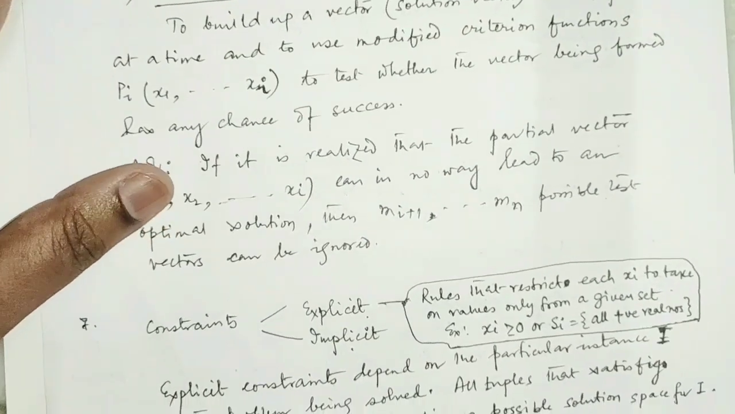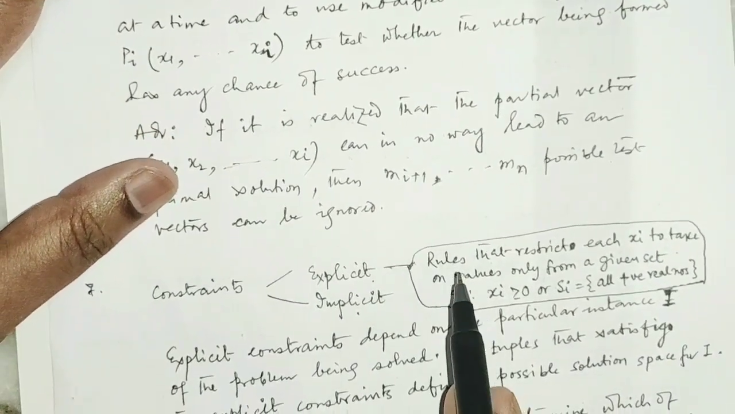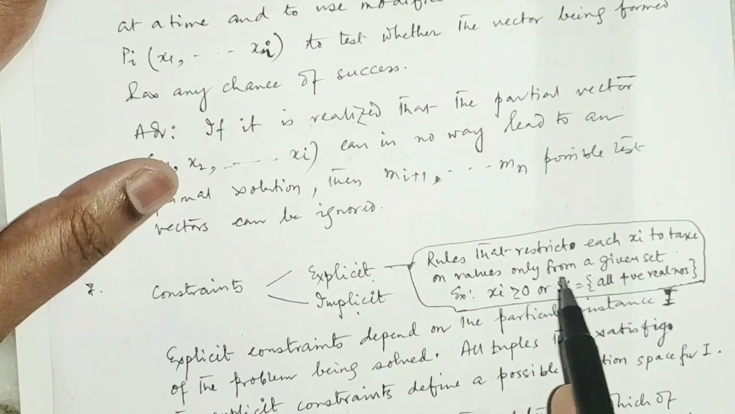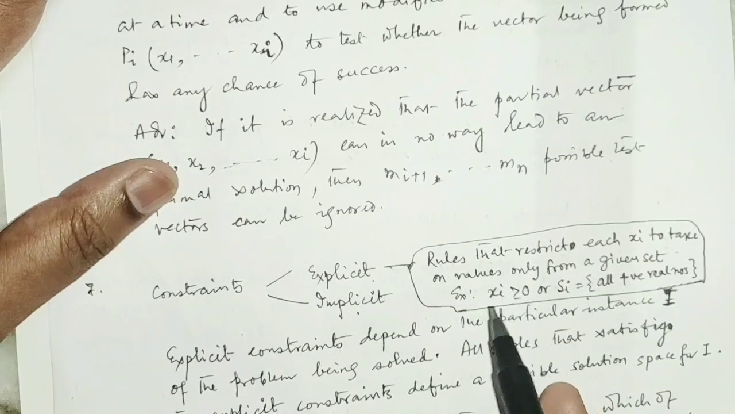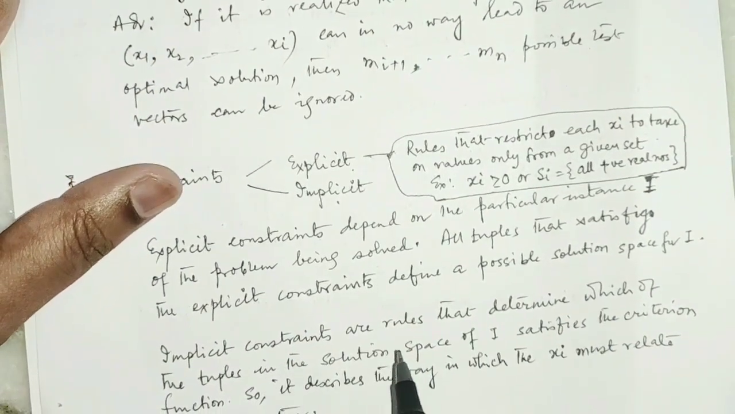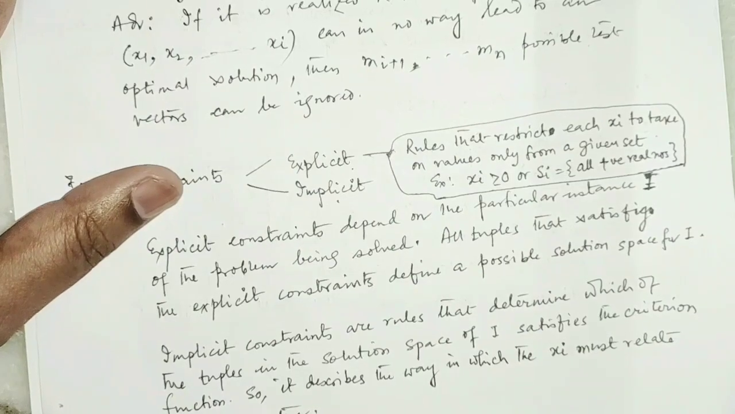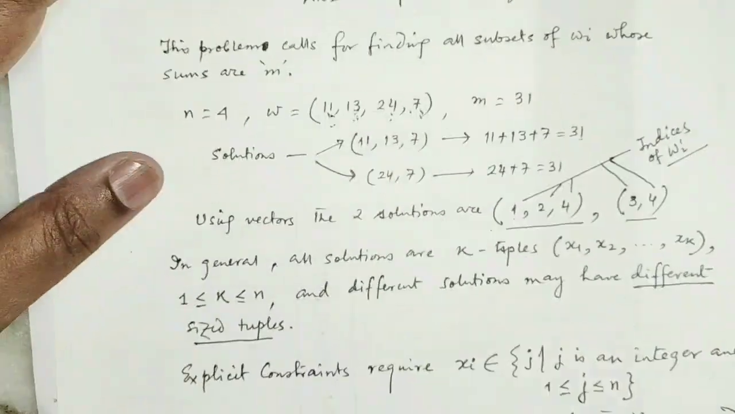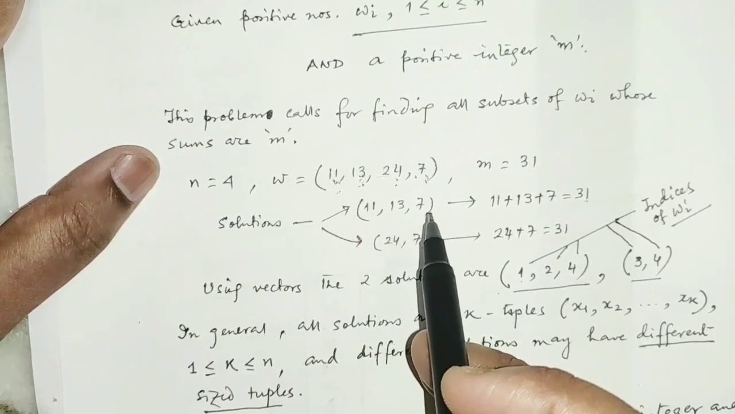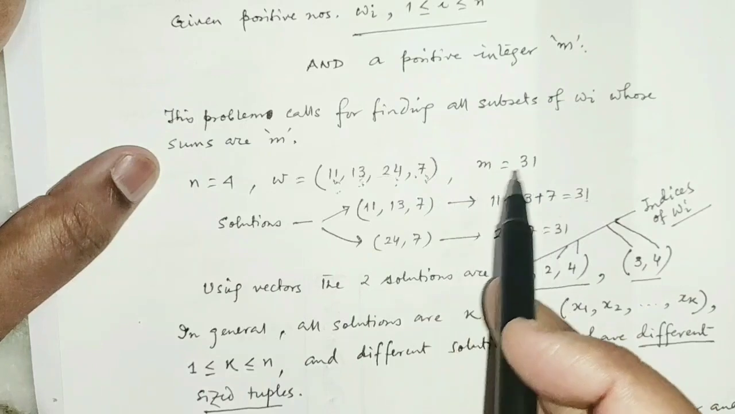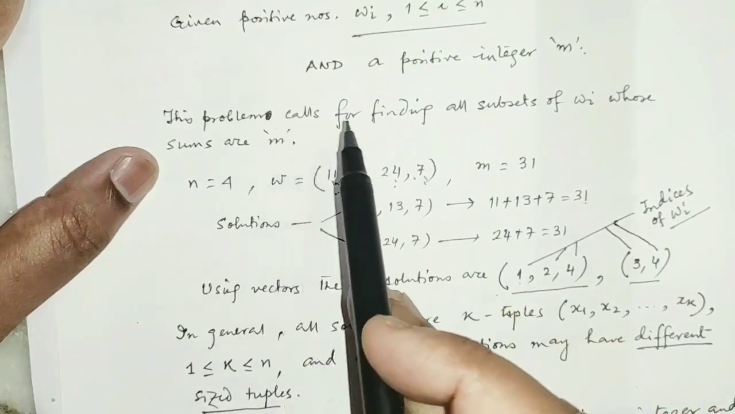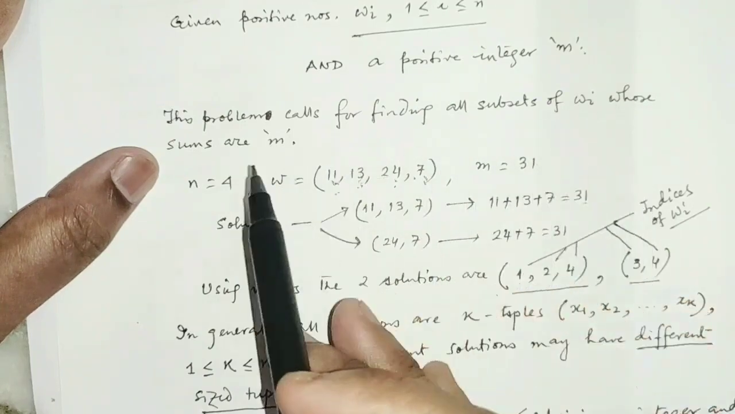Okay. As per the definition, explicit constraints are rules that restrict each xi to take on values only from a given set, and implicit constraints are rules that determine which of the tuples in the solution space of I satisfies the criterion. Satisfies the criterion means the summation of the weights should be equal to M. The problem calls for finding all subsets of Wi whose sums are M.